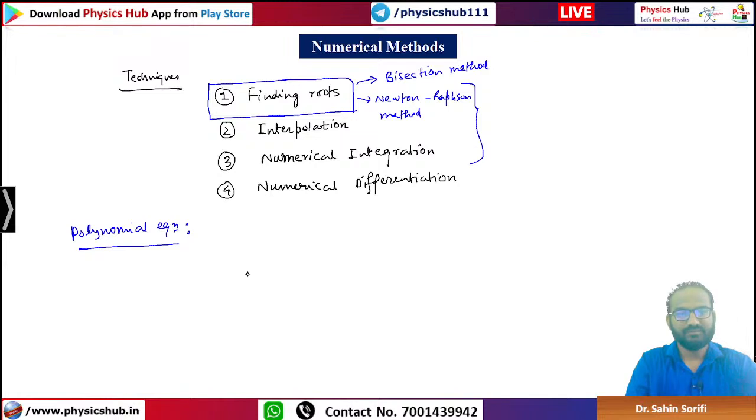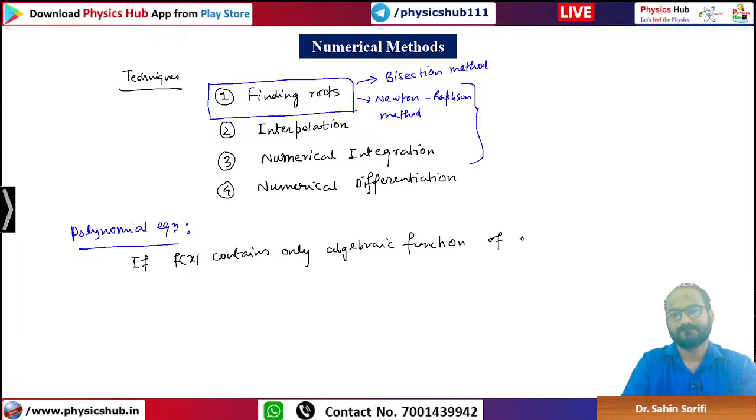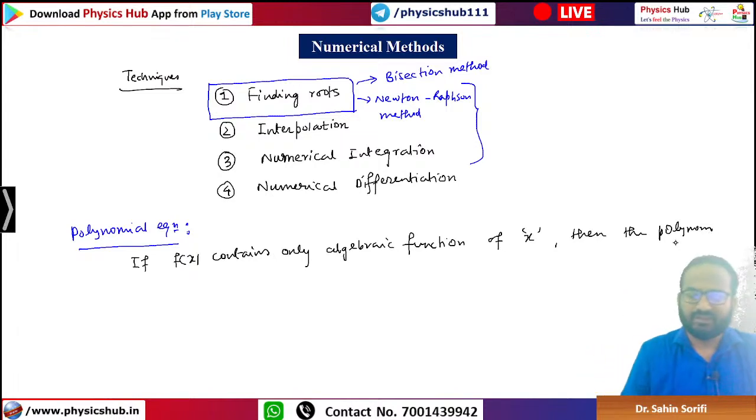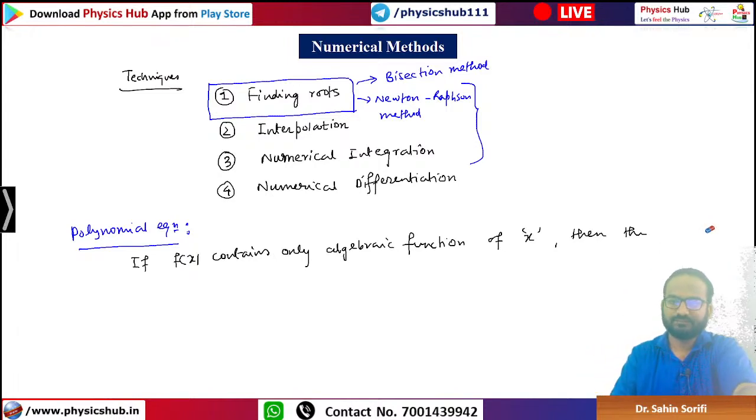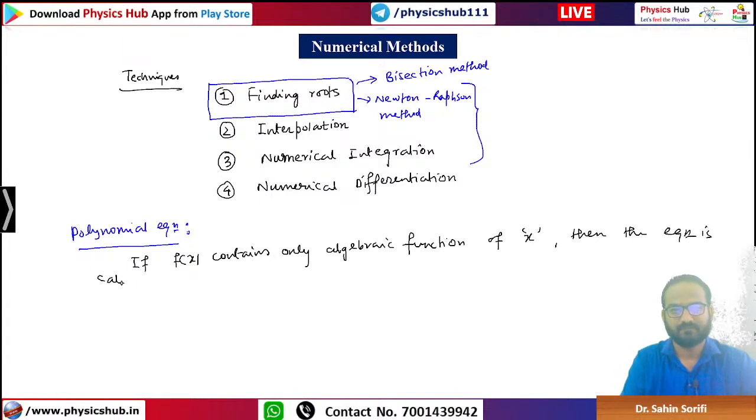So if f(x) contains only algebraic function of x, then the equation is called a polynomial equation. This is a simple thing.